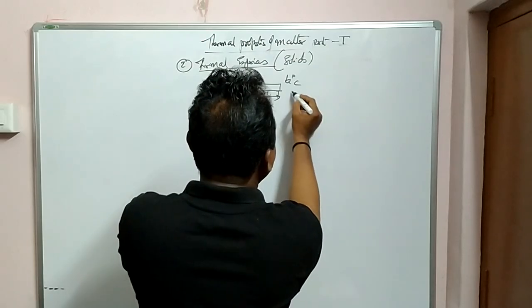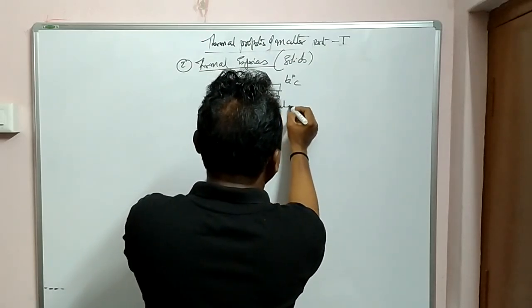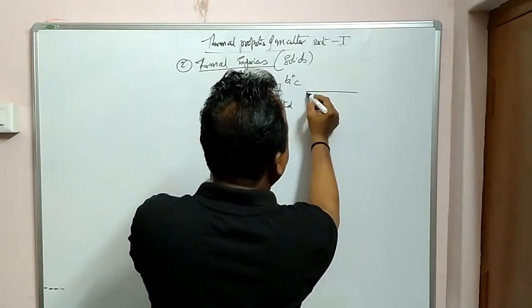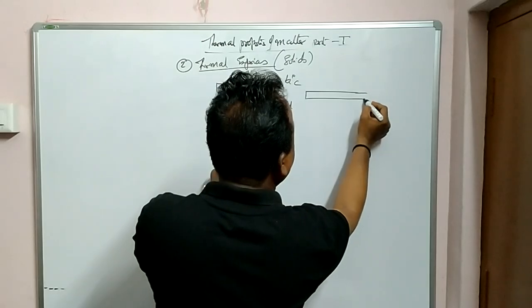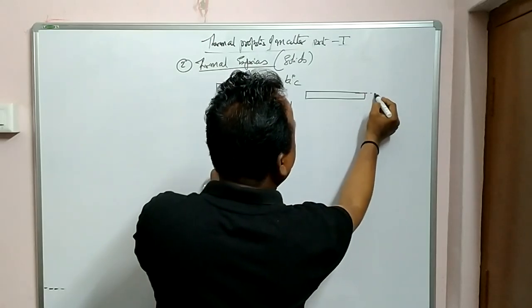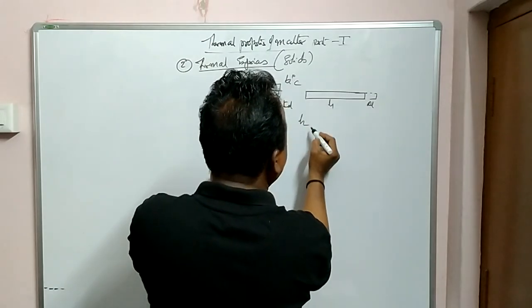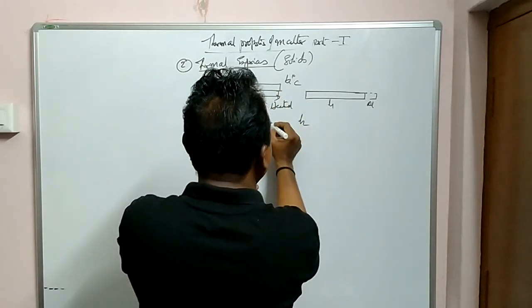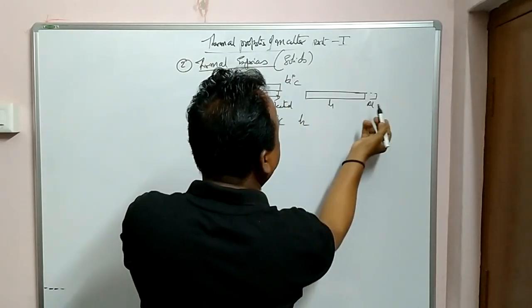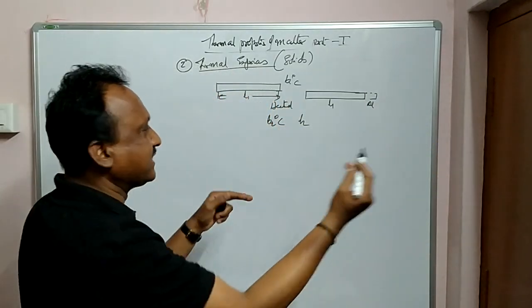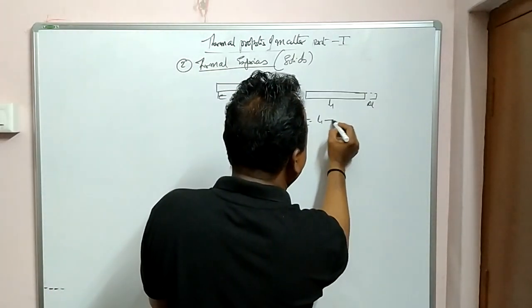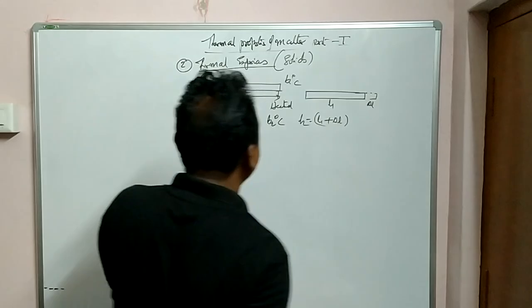Now suppose if this is heated, then what happens? It will be expanding. It will be expanding by delta L. This is the original length. Now what is the new length? The temperature is heated to T2 degree centigrade. If heated, what happens? The length increases, increase in the length. So what is L2? L1 plus delta L. This is the increase in length.